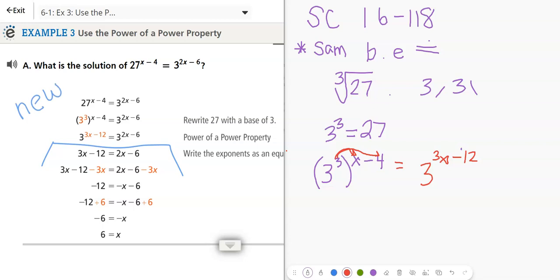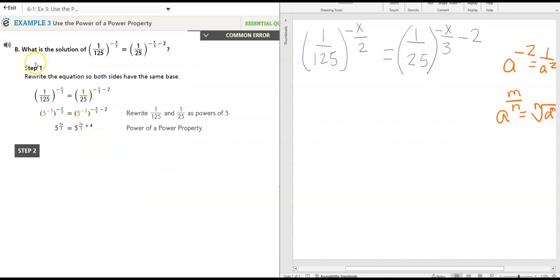Okay. All right, we're on to the next little part of this example. So we're going to look at a new problem. We still have the same initial problem of them not having the same base, but this base is also a fraction. So remember, when I have a fraction, I can turn that back into a power with a negative exponent, okay? So we need to remember this property here, okay?